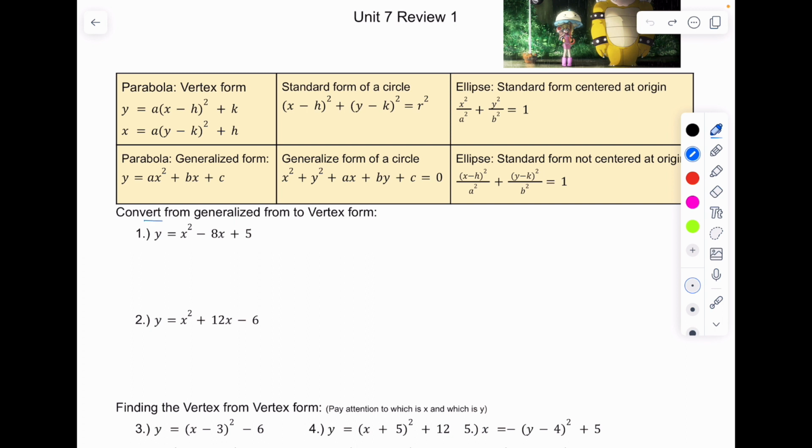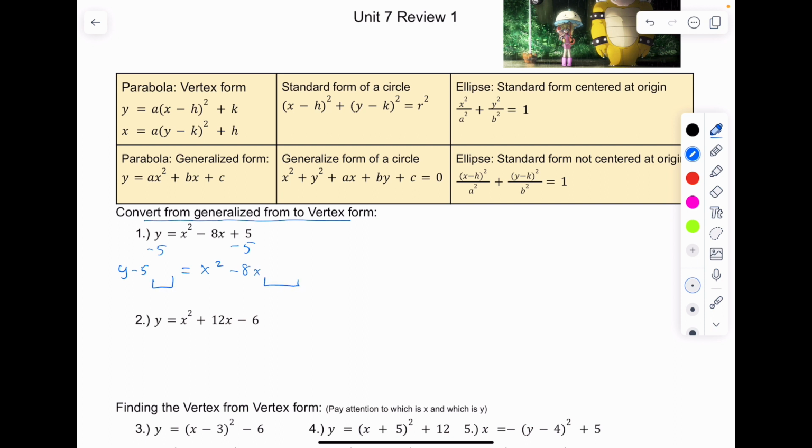Converting from general form to vertex form. The easiest way to do that is to complete the square. So let's isolate my x's by themselves. That's fine. Y minus 5 equals, I'm going to give myself some space because I know I'm going to plug something in. x squared plus 8x, and I'm going to leave this blank.